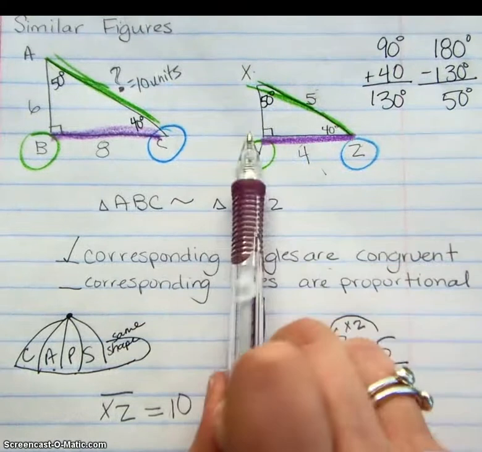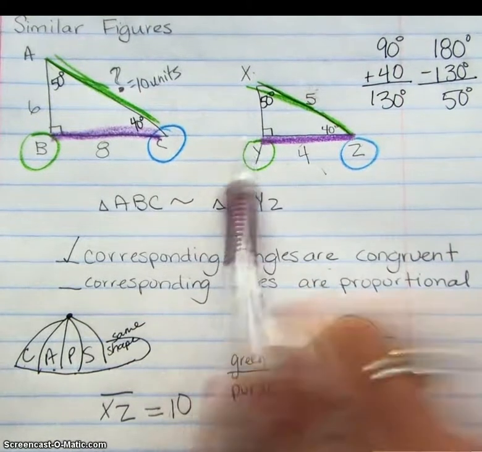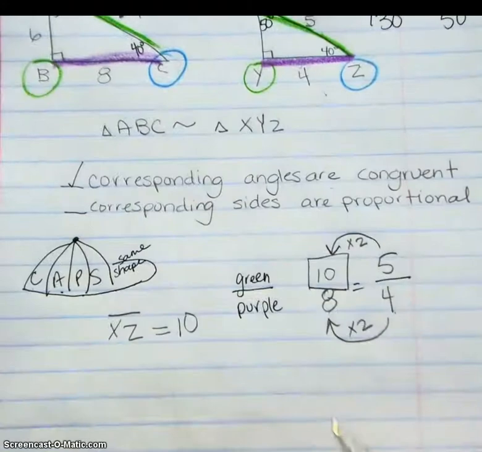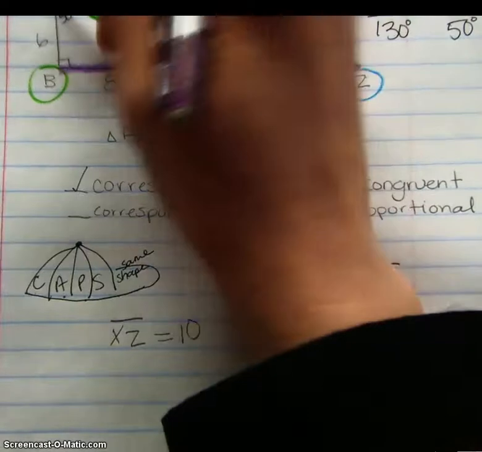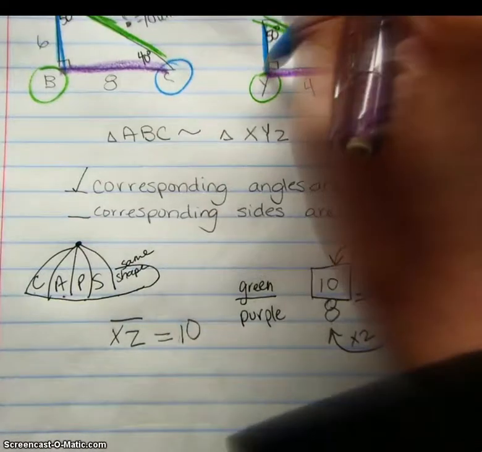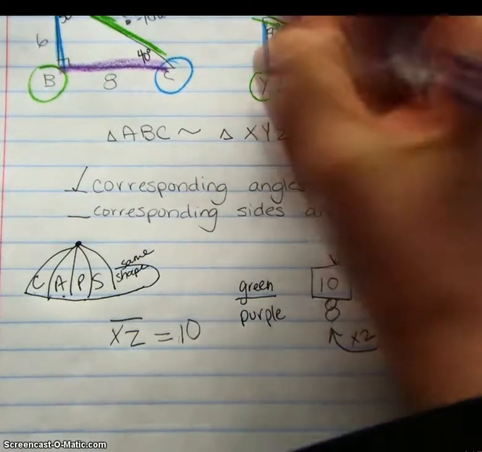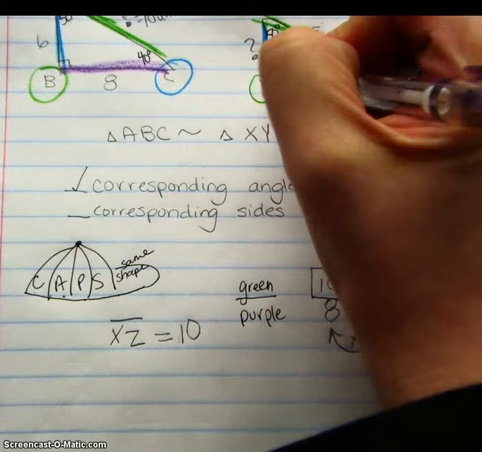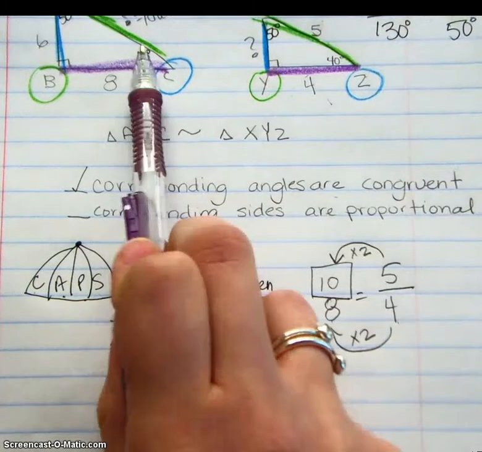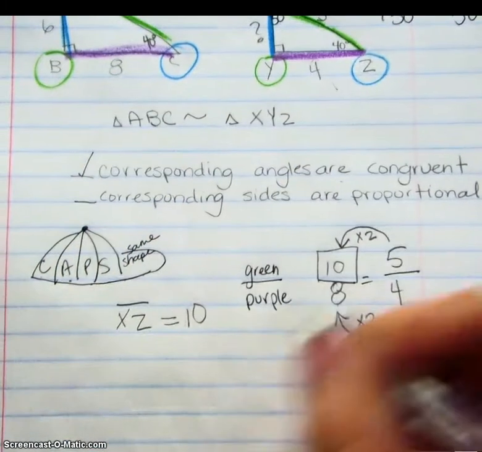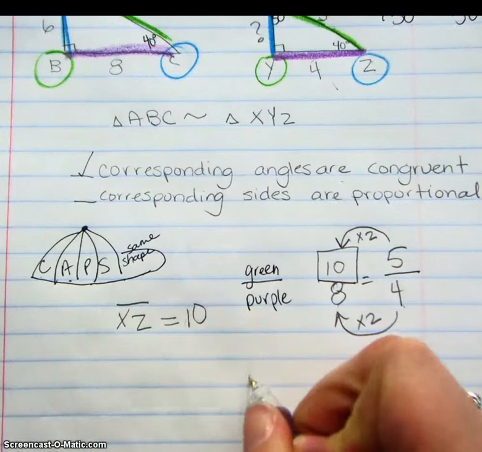Now we could also find out what XY is by setting up a proportion. So let's do the same thing. This time I'm looking for the blue, so we need to make sure we have blue. So we can either do green over blue or purple over blue. So I'm going to do purple over blue.